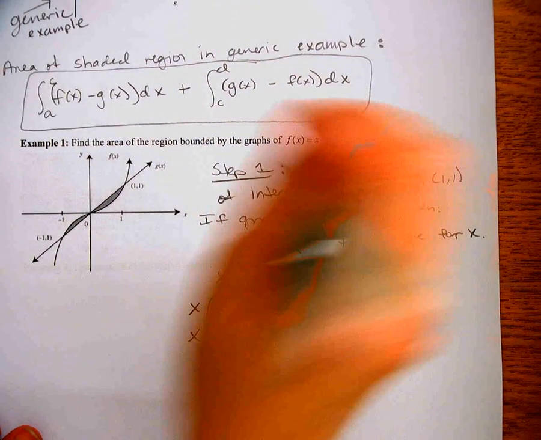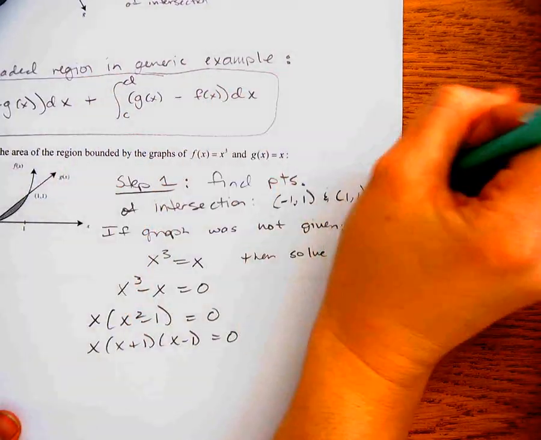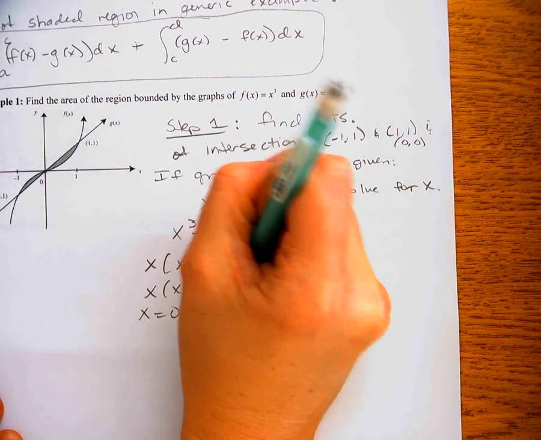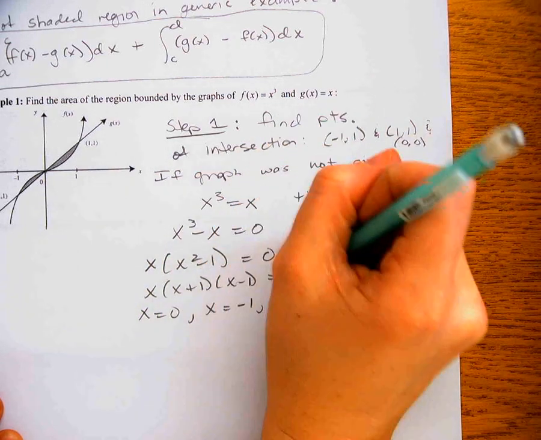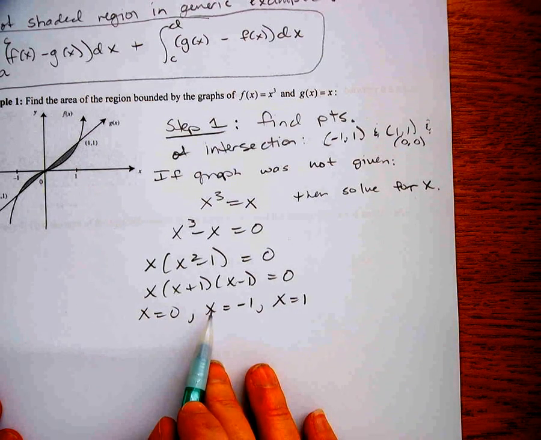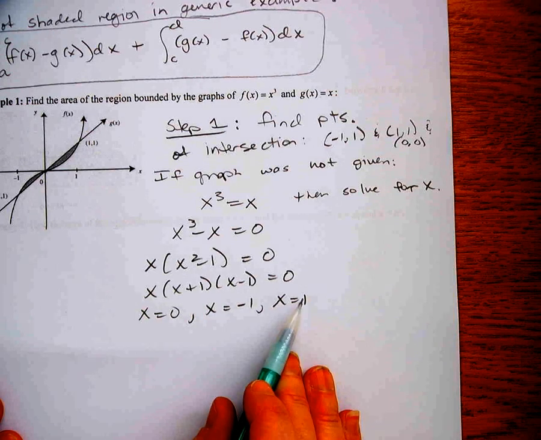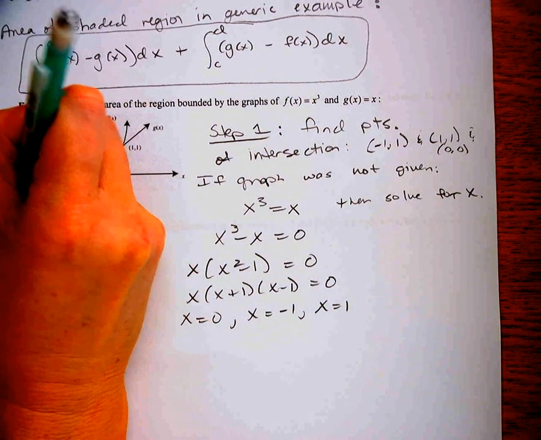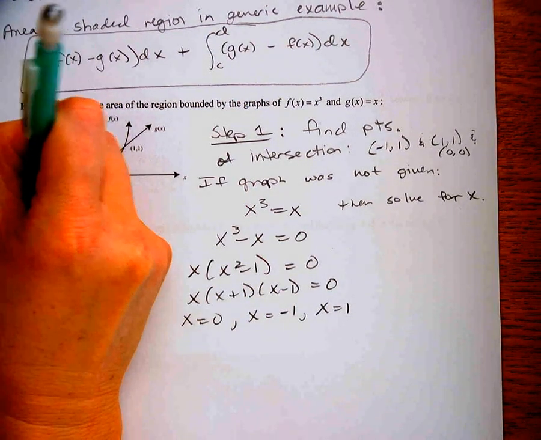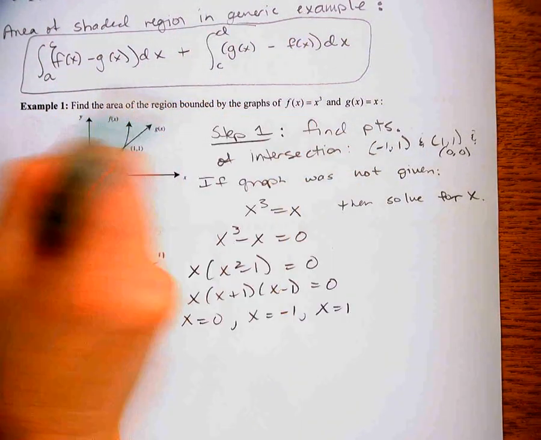So I get, oh wait, I forgot a point of intersection. Whoops, 0, 0. I didn't even notice it right here. So I notice that I have a point of intersection when x is 0. I have another point of intersection where x is -1, and then another where x is 1. And so that creates some intervals, from -1 to 0, and then from 0 to 1. And so I need to figure out for step 2 which function is higher on each interval. Which one's the top function?